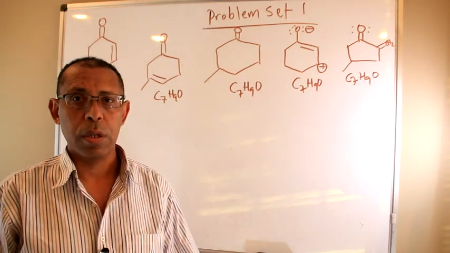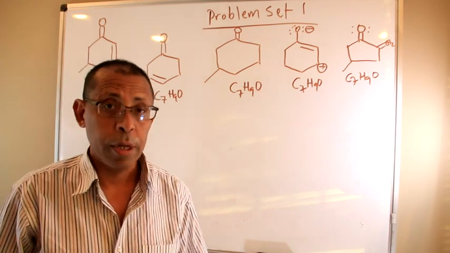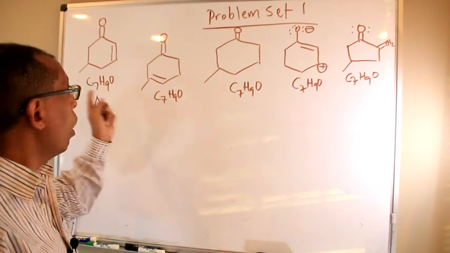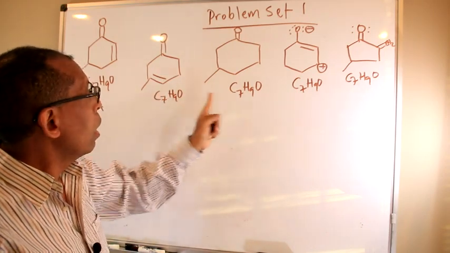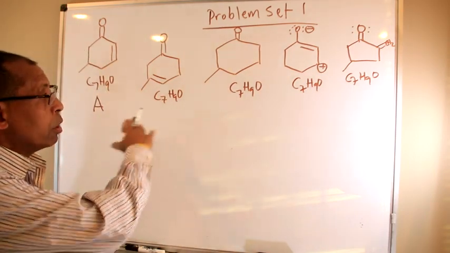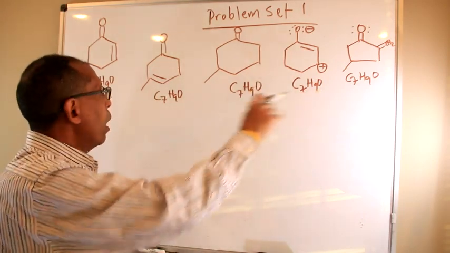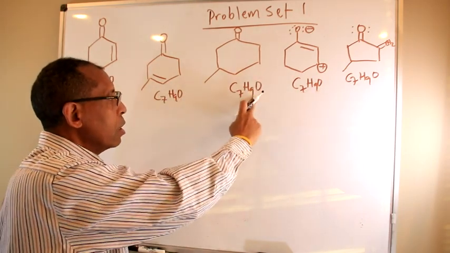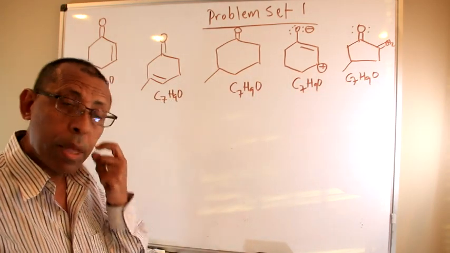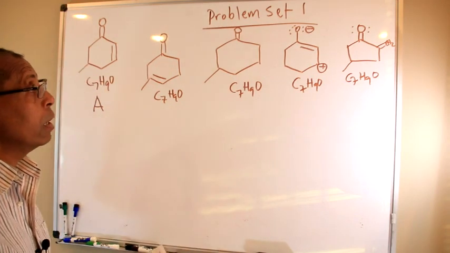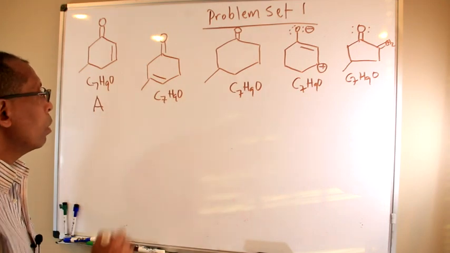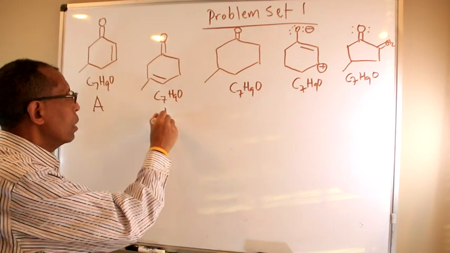Are they resonance structures to one another? That's what we're going to answer in the next problem. So the question is, what is the relationship of all these structures to compound A? As you see, all of them have the same chemical formula. But we could find that they may not even be related to compound A. So let's examine first compound B.